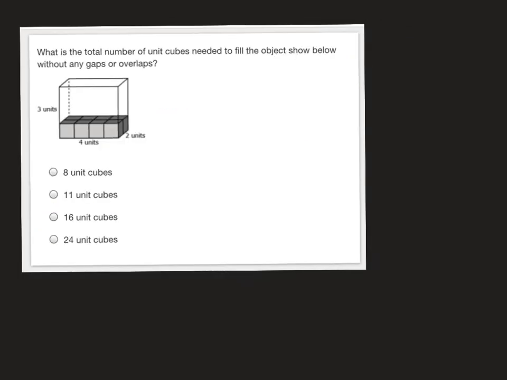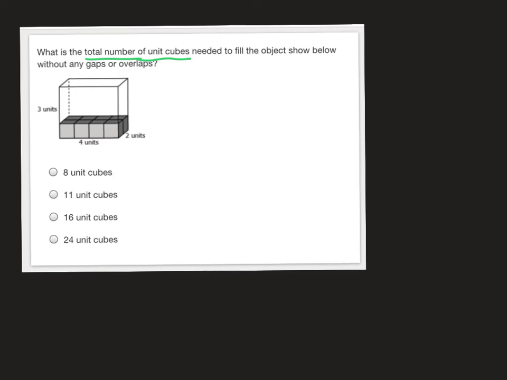So that is your answer. All right, this is the last question on this video, and what it's asking you for is, what is the total number of unit cubes needed to fill the object that is shown below without any gaps or overlaps? So all it's really asking you to do is find volume. Yes, there's a picture with some cubes and there's leftover space, but it's not asking how many more we have to fill it up with. It's wanting to know the complete total.